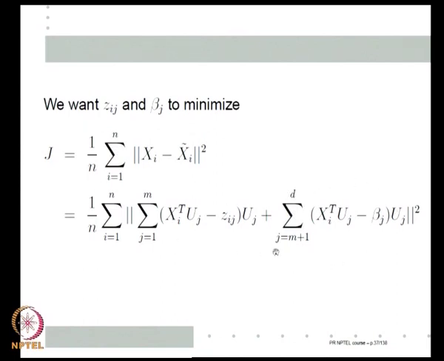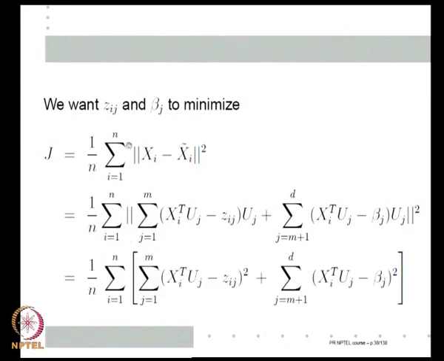Now, because the u's are an orthonormal basis, if I have a linear combination of u's and I want the norm, the norm square is simply equal to the sum of squares of the individual coefficients. So, this is 1 by n summation i equal to 1 to n, and here I have to square all the coefficients. So, summation j equal to 1 to m of xi transpose uj minus zij whole square, plus summation j equal to m plus 1 to d of xi transpose uj minus beta j whole square. So, this is the mean square error. Right. So, I want to minimize this to find zij and beta j for given u's.